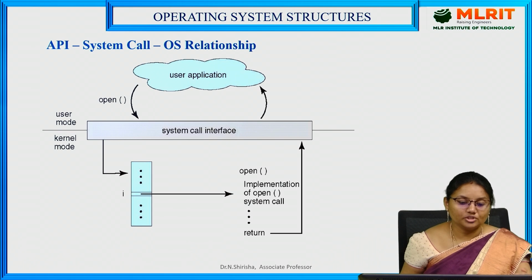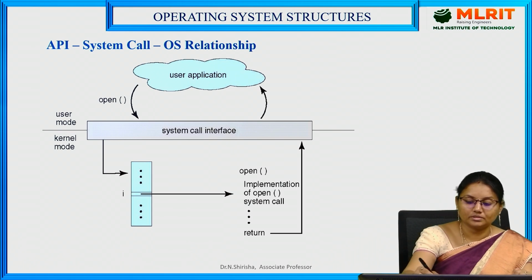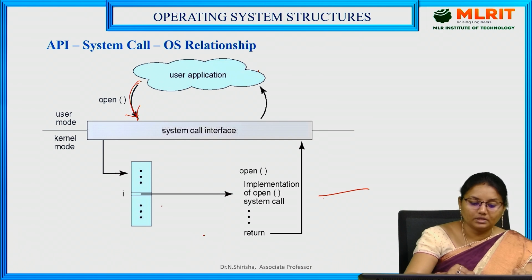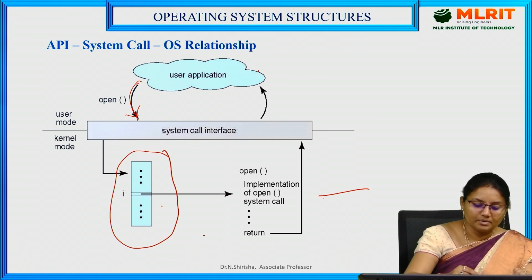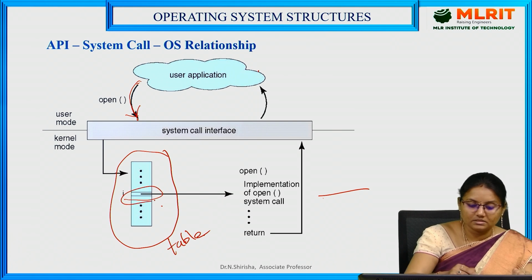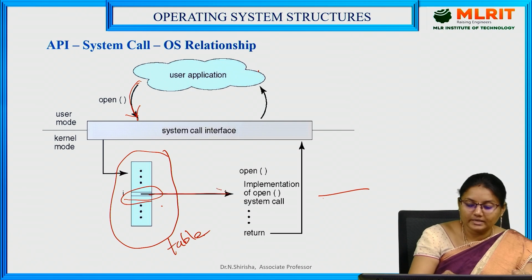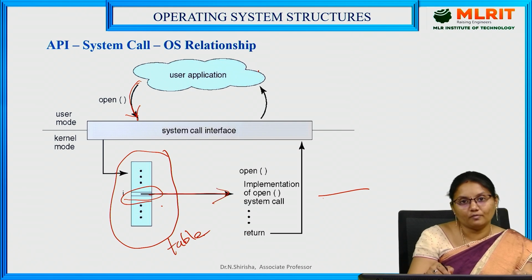And this is a relationship we have already discussed. A system call is the interface between the user and the kernel. So this is the kernel. When the user has to open a file, the system call is sent to the kernel. So this is the index table, showing where exactly the system call or file is. Then it goes and searches for that particular file, and that file can be opened. This is the implementation of the open system call.